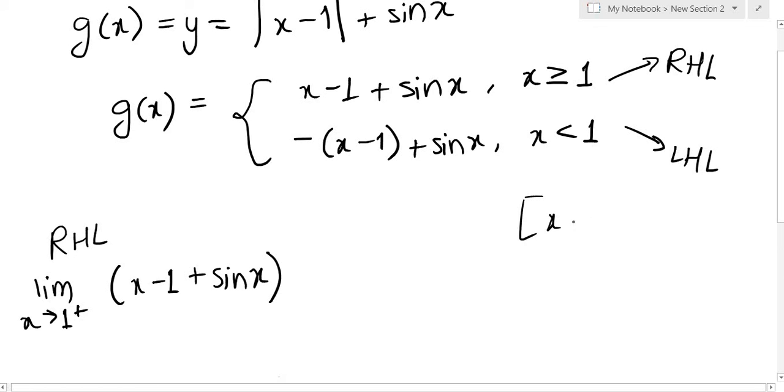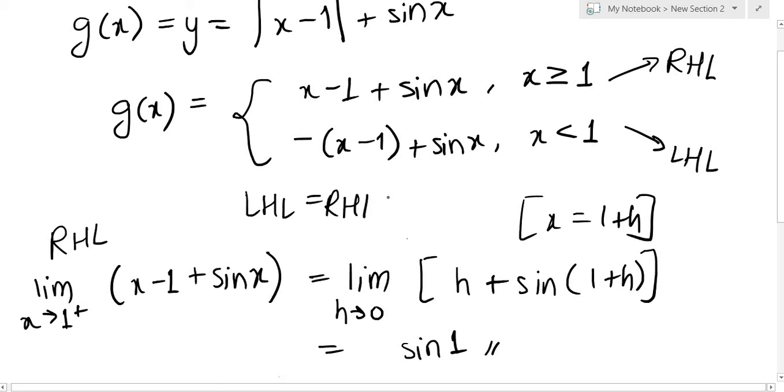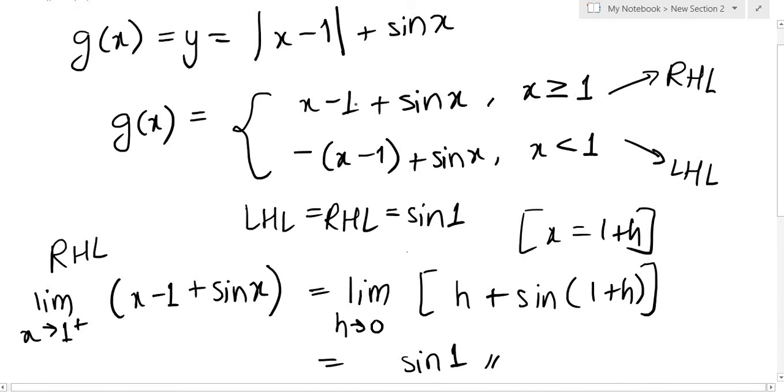Again, I'll use my method x is equal to 1 plus h. I'll let h tend to 0. X minus 1 is just h plus the sine of 1 plus h. Substituting h as 0, we have the sine of 1. So basically, LHL equals RHL equals the sine of 1. Now, does f of 1 satisfy? Okay, so if we plug in 1 here, 1 minus 1 is 0, sine of 1.